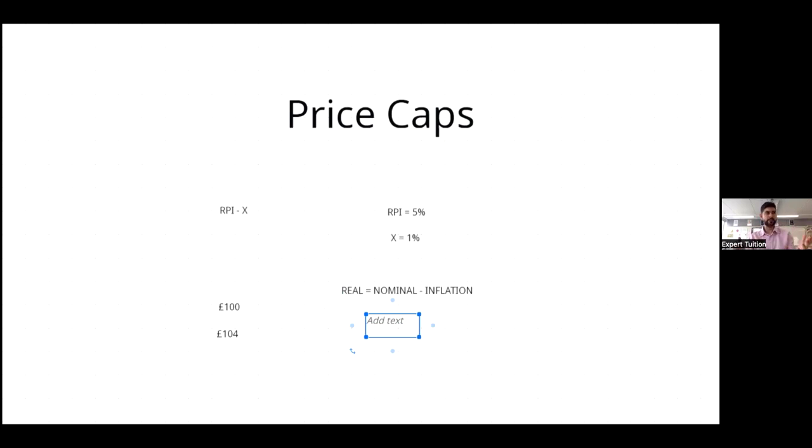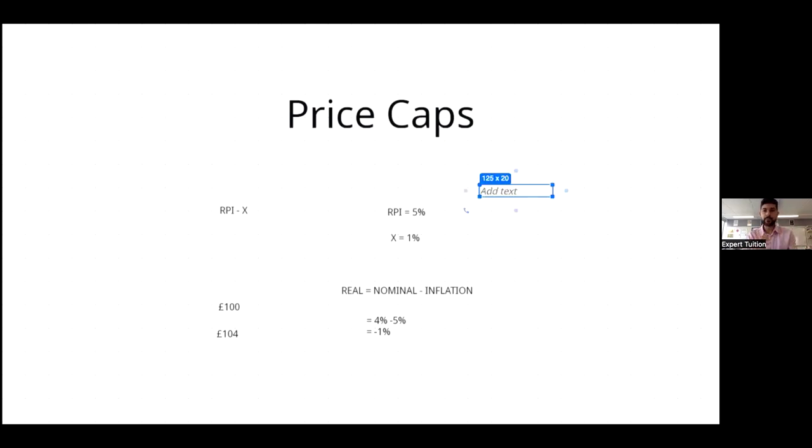Right, let's make sense of what just happened. In this example, where RPI minus X is 5% minus 1%, the firm is only allowed to raise its price by a maximum of 4% in nominal terms. But when I factor in the inflation rate, they are worse off in real terms by 1%. What must this firm therefore do to ensure they are not worse off in real terms? Remind me of the formula of profit right at the beginning of Theme 3. You should all know that profit is equal to TR, total revenue, minus total cost.